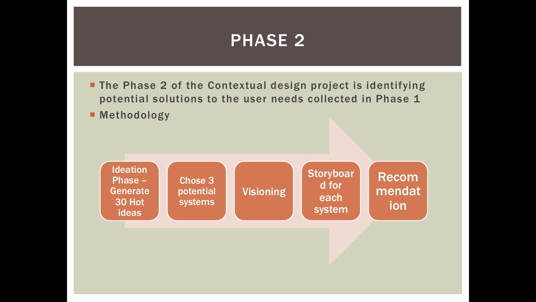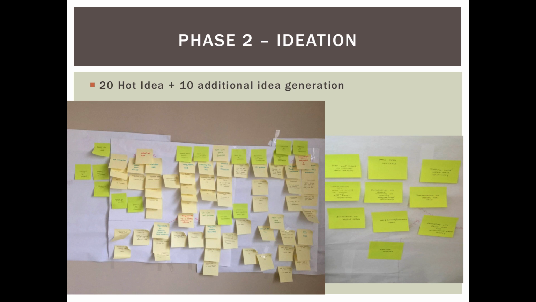Phase 2. Phase 2 of the contextual inquiry design project is identifying potential solutions to the user needs collected in phase 1. The methodology is like an ideation phase, generating 30 hot ideas, and from that choosing 3 potential systems and visioning those 3 potential systems and storyboarding for each system and recommendations.